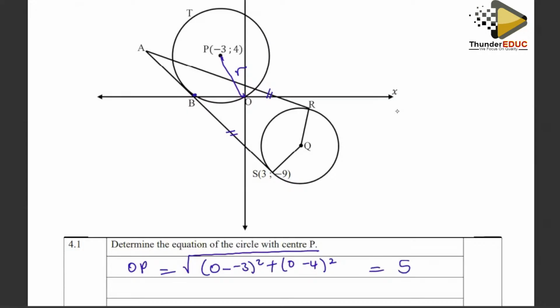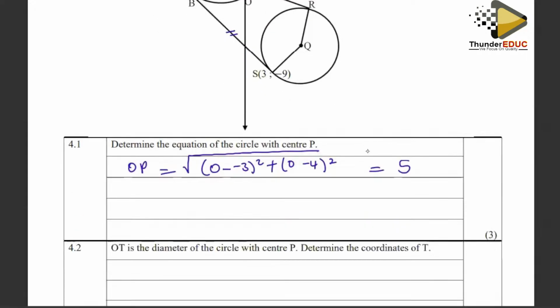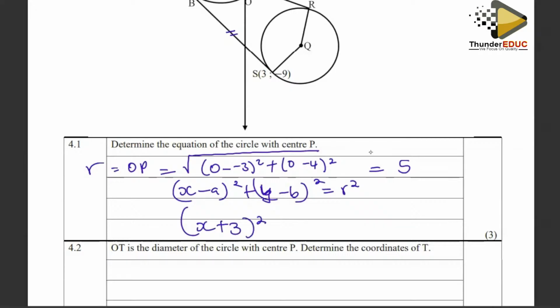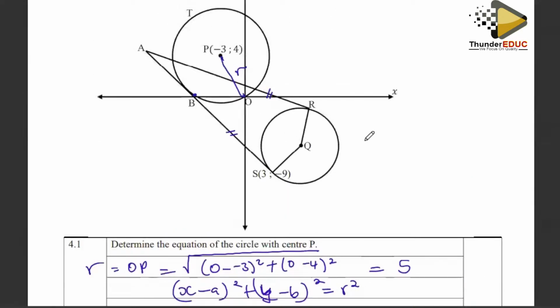Okay, so if that is the radius, we know that the general equation is (x minus a) squared plus (y minus b) squared is equal to r squared. So our a is a negative, meaning we're going to switch the sign to a positive. So (x plus 3) squared plus (y minus 4) squared. When you square 5, we end up with 25. So that is our equation for circle P.